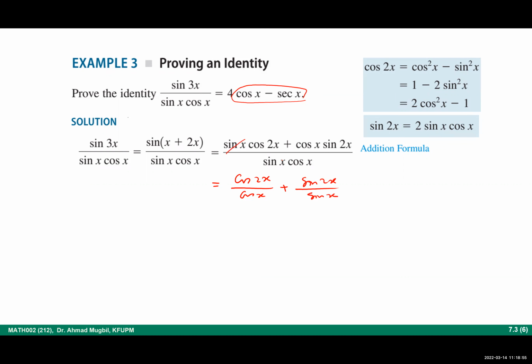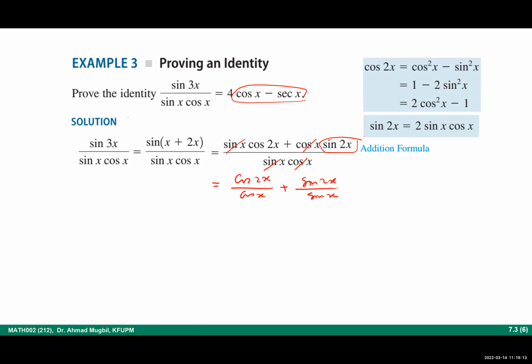Just I will cancel this with this and this with this. First I will separate, then I will cancel. Then I will apply what? The formula. Now, which one we will use? Again, for this one, it is easy. This is why you will like, and for sure you like sine 2x more than cosine 2x.